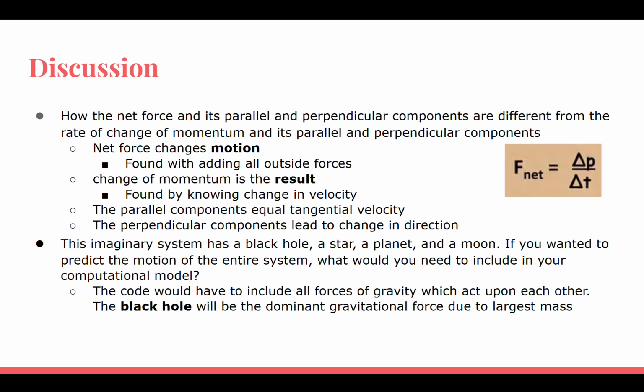And for question 2, a code would have to have all the forces of gravity acting upon each other, such as the black hole, star, planet, and moon, all upon each other to find and predict the motion. And since a black hole has the greatest mass, it would be the dominant gravitational force in that code.